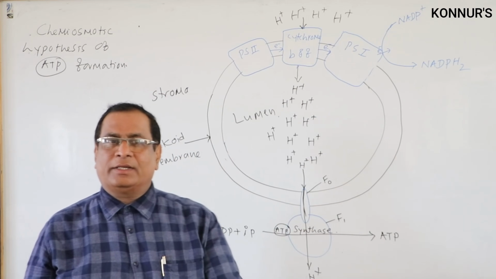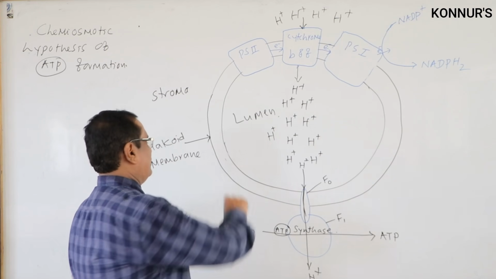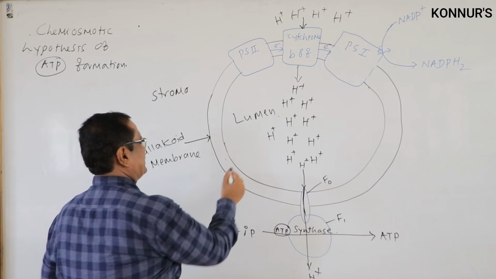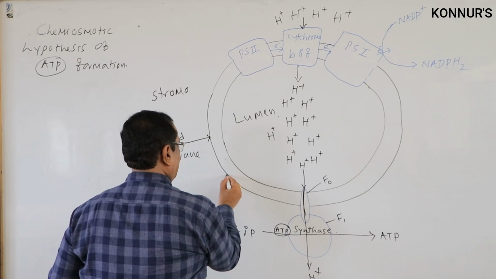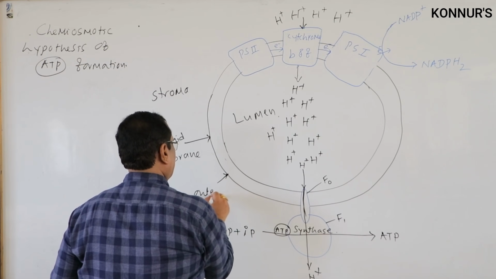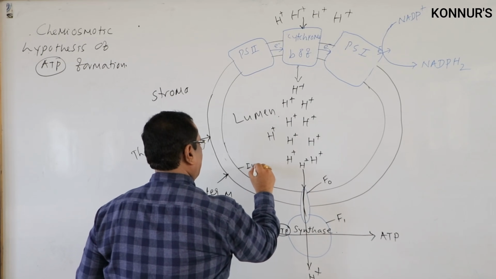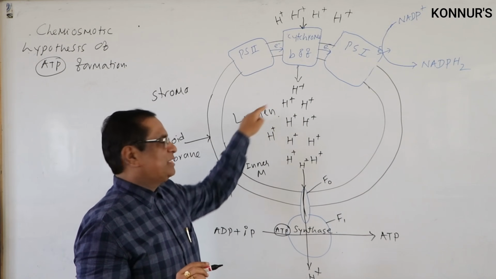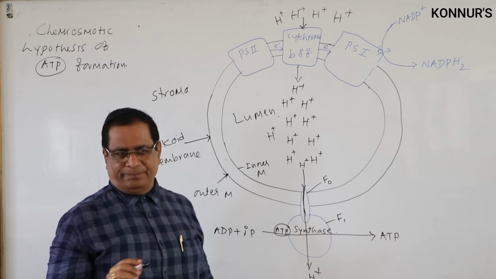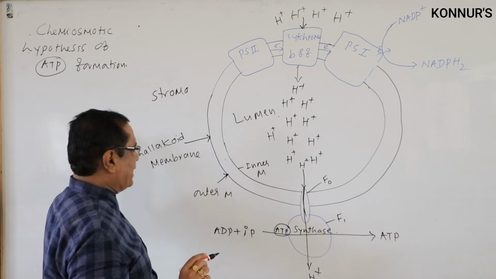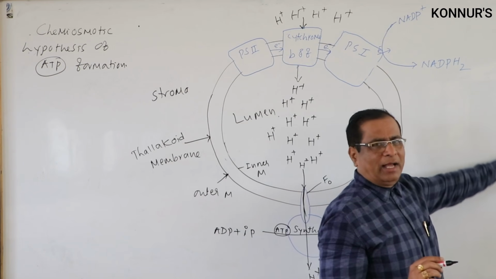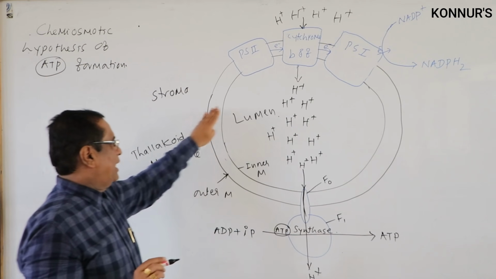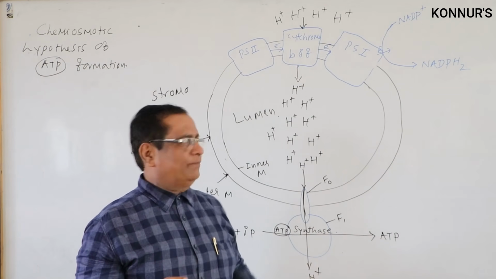Here it takes place in the thylakoid membrane. This circle is the thylakoid membrane, and it has an inner membrane and an outer membrane. The inner membrane encloses the cavity inside, named the lumen. And outside, totally, this is the stroma of the chloroplast, and the thylakoid membrane is there in grana.